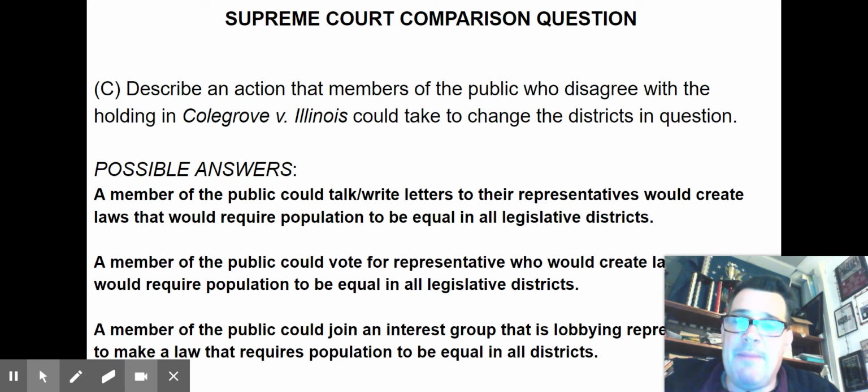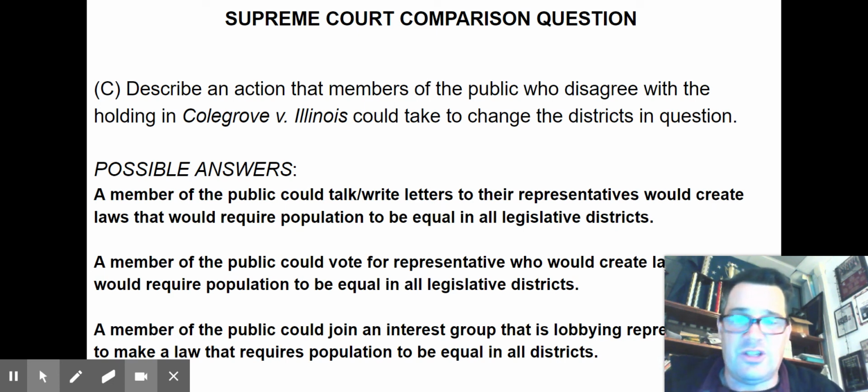Possible choices. A member of the public could write letters to their representative to create laws, sorry, I should say create laws that would require population to be equal in all legislative districts. So you could talk to your representative and say, hey, I want a law. Remember, the problem was there wasn't a law. I want a law that does this. So lobby them, get them to change things.